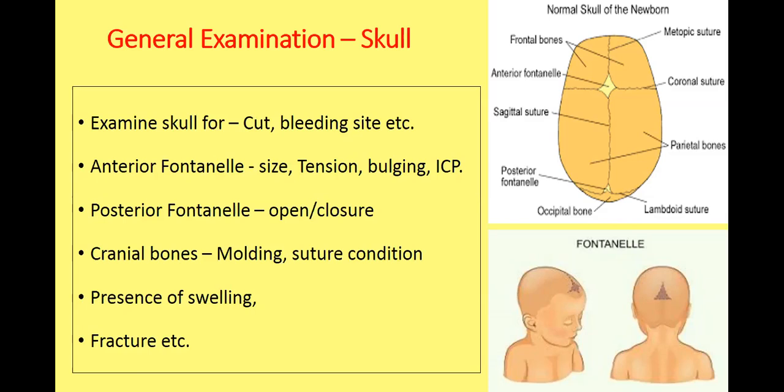Then you can assess the suture condition. If suture is broad and wide open, usually found in preterm or IUGR babies, these babies need extra care and protection to prevent infection. If infection goes to the neural tissue, there may be a chance of meningitis, septicemia, etc. So give better care to prevent infection.